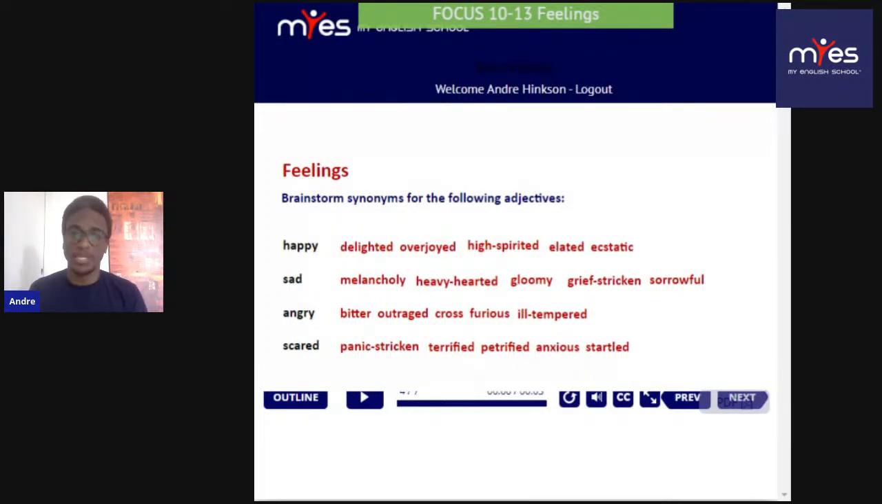We've got happy, delighted, overjoyed, high-spirited, elated, ecstatic. Sad, melancholy, heavy-hearted, gloomy, grief-stricken, sorrowful. Angry, bitter, outraged, cross, furious, ill-tempered. And scared, panic-stricken, terrified, petrified, anxious, startled. Now, let's look back at happy.